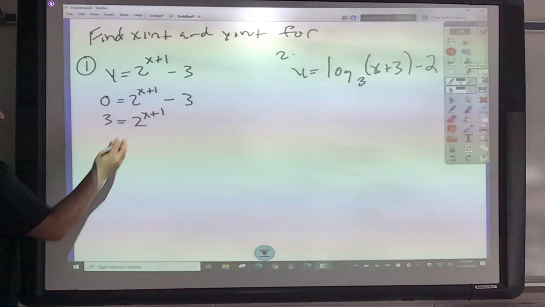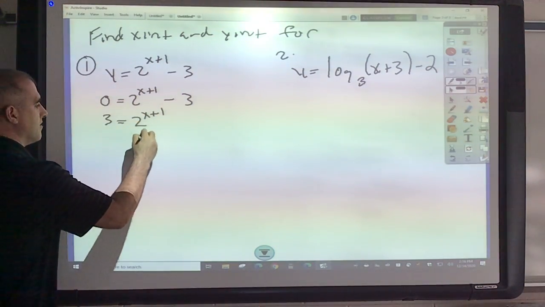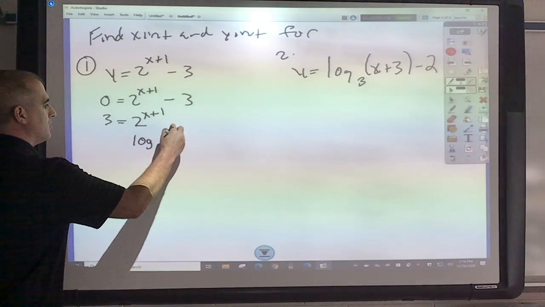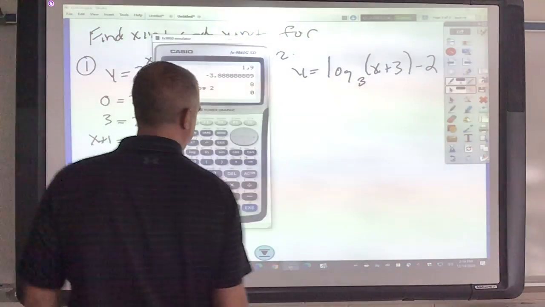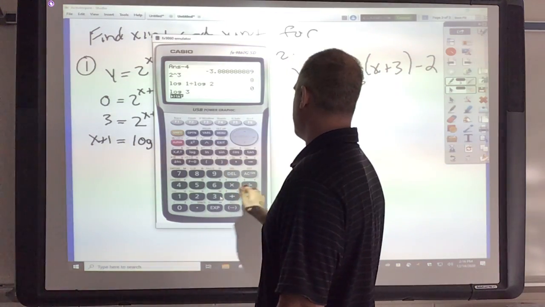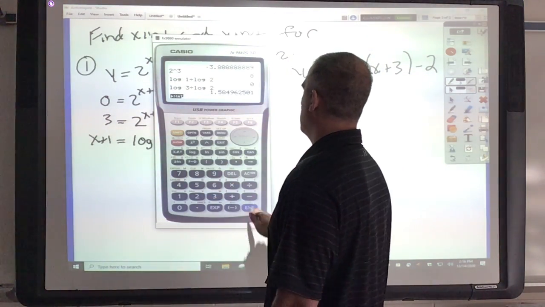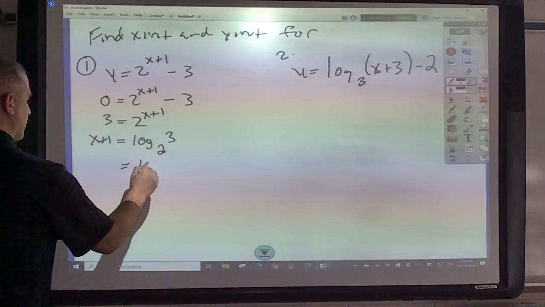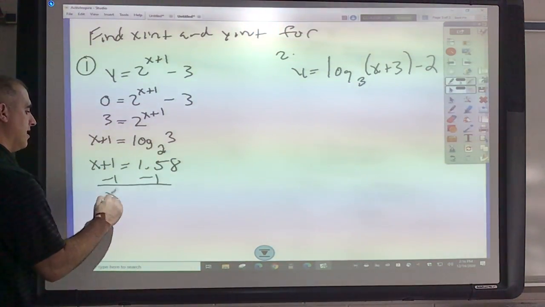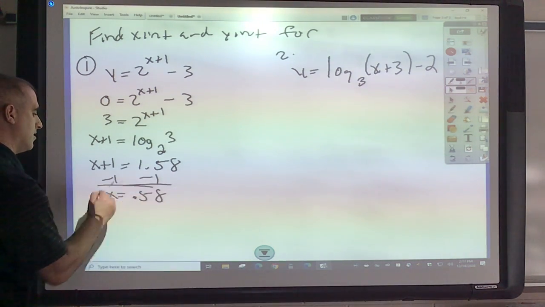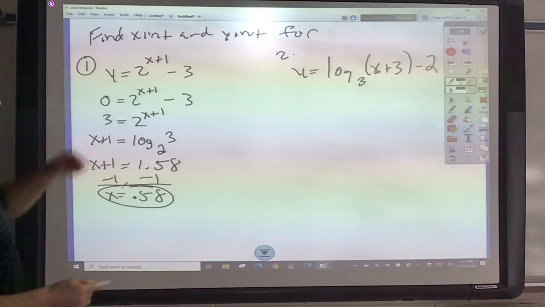Okay. All right, so I can't really solve that here, so I'm going to convert this to a log. So this would be log base 2 of 3, x plus 1 on this side. I would use a change of base there, so log of 3 divided by log of 2. I get 1.58, x plus 1. Solve for x by subtracting 1, x equals 0.58. Boom, that's pretty easy. So that's the x-intercept.